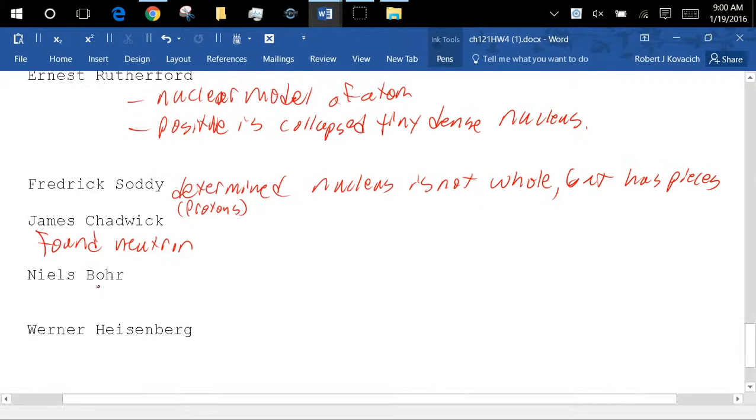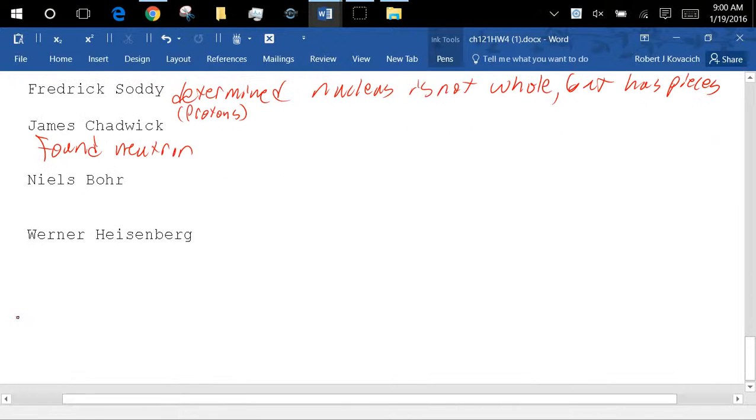What was Bohr's contribution? Planetary model. Planetary or the solar system model? Sometimes this is a real good way to describe it, but it turns out it's not completely accurate.